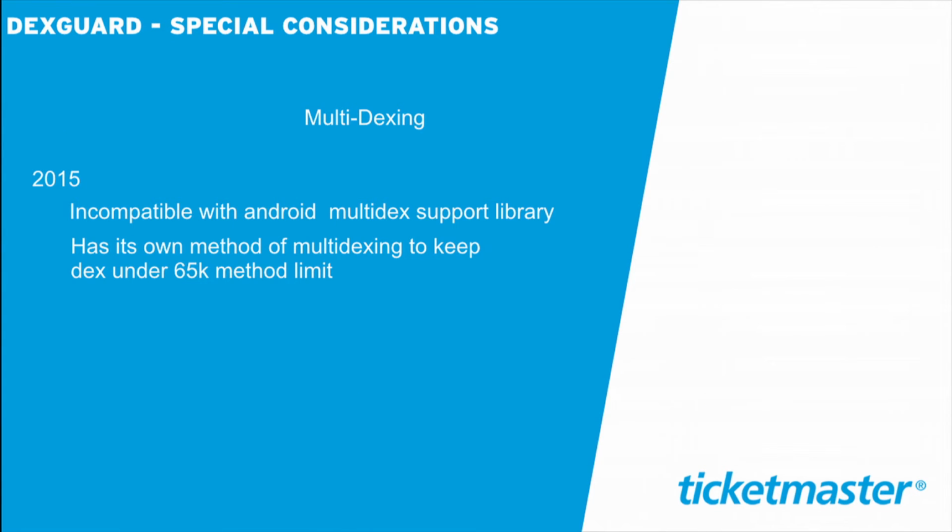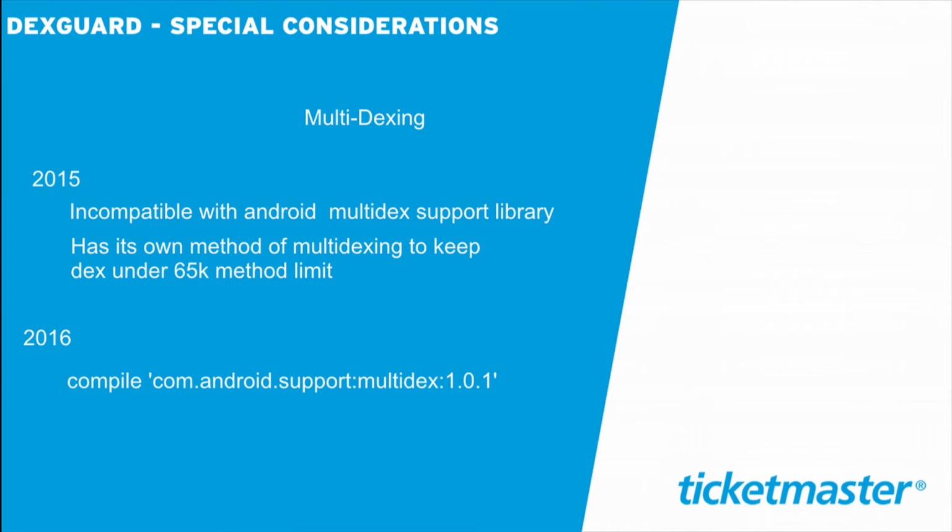Some special considerations. Multi-dexing was a little challenging for us. If you're hitting that 65K method limit in Android, at first in 2015, this was not compatible. The Android support multi-dex library was not compatible with DEXGUARD, so we had to use DEXGUARD's own dex splitting approach, which was a little bit more tedious. You had to specify at the package level which packages to split into a separate dex. But now in 2016, you can just use the Android support multi-dex library. It does it all automatically. You don't even have to think about it anymore.